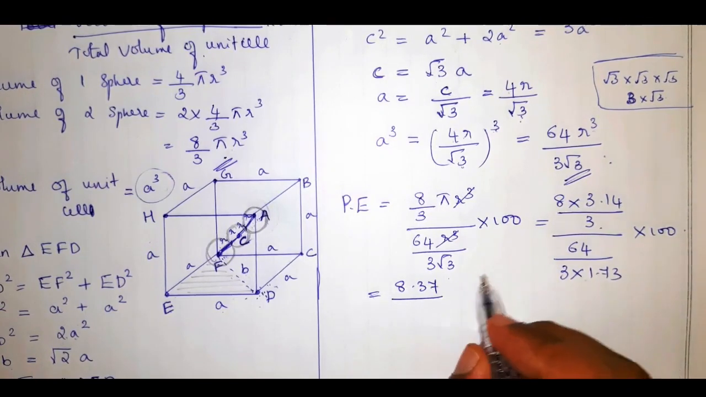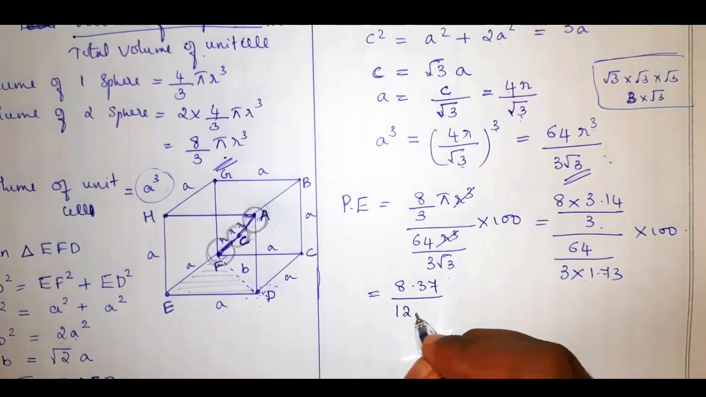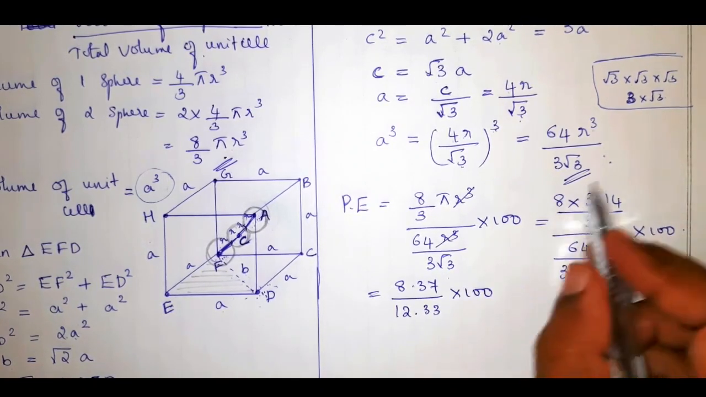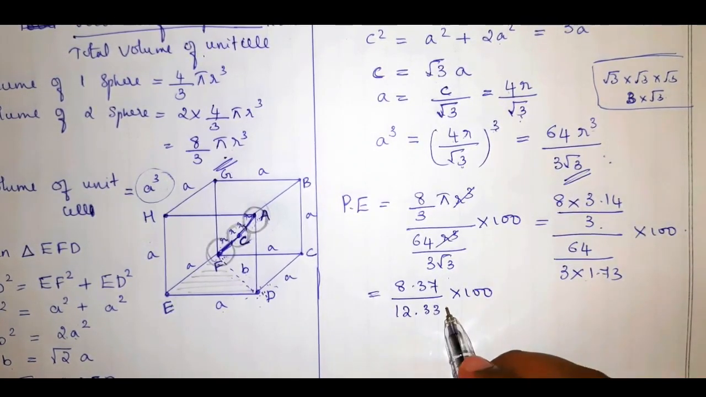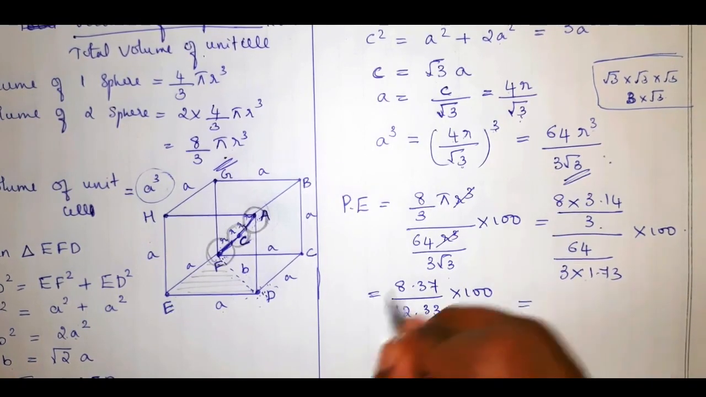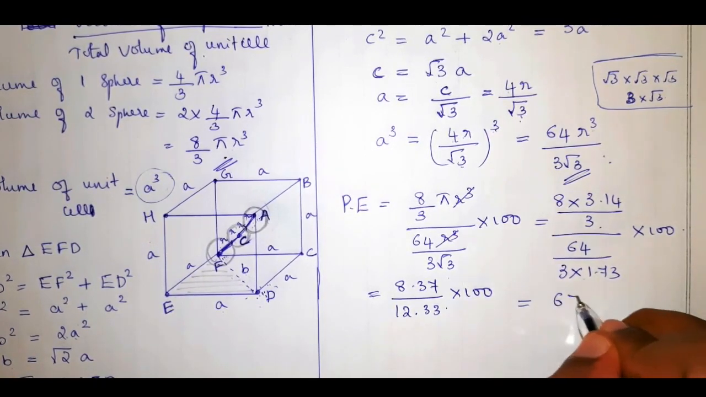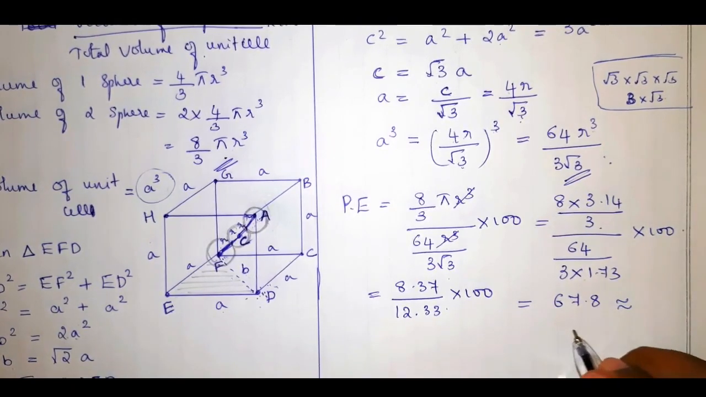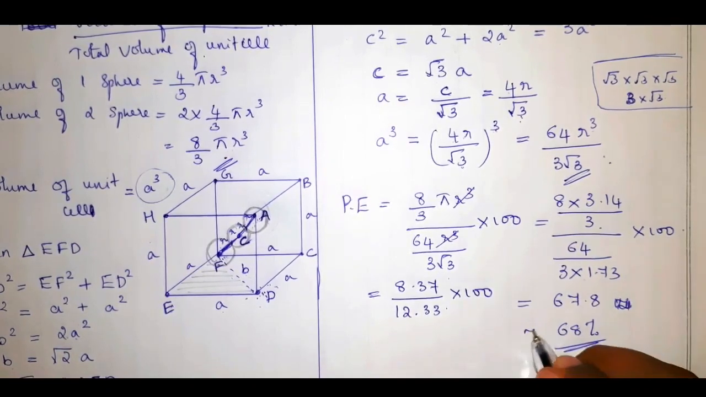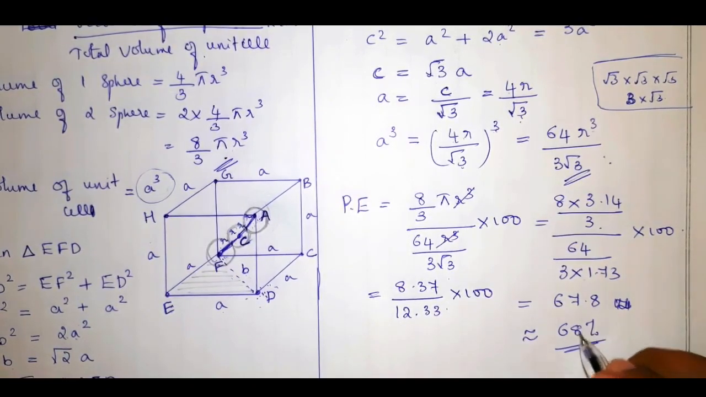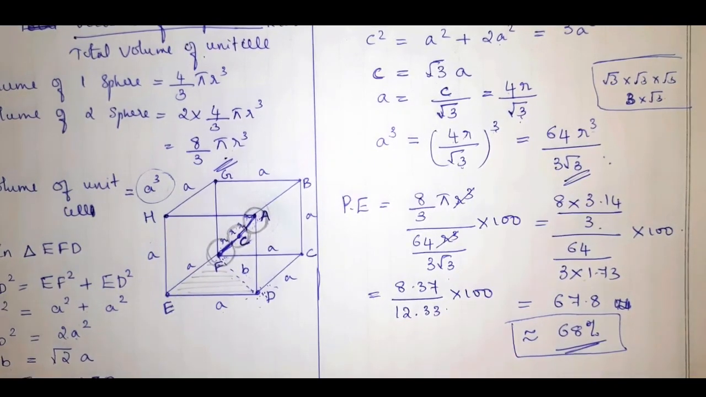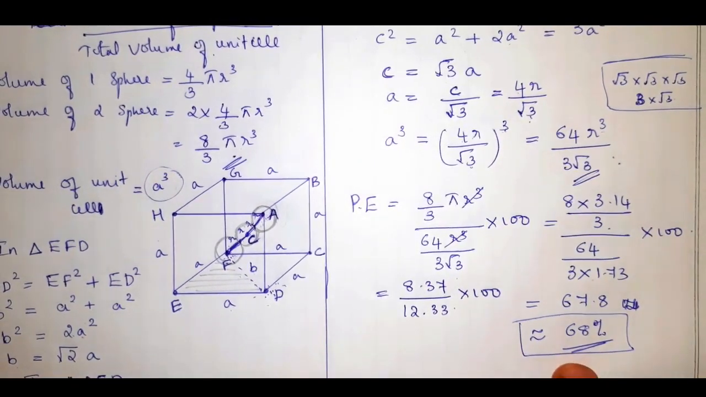When you do, you will get 12.33 into 100. Simplify this and you will get 67.8, which is approximately equal to 68%. So this is the packing efficiency of BCC, that is 68%.